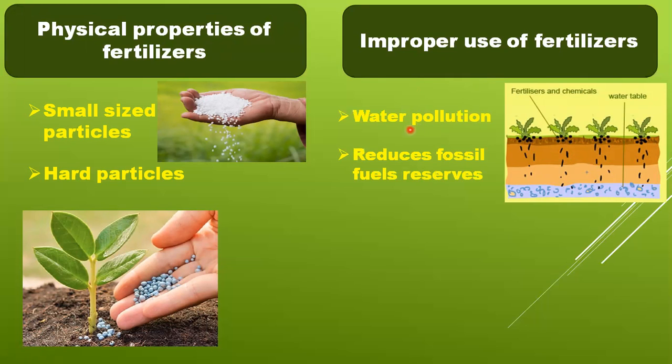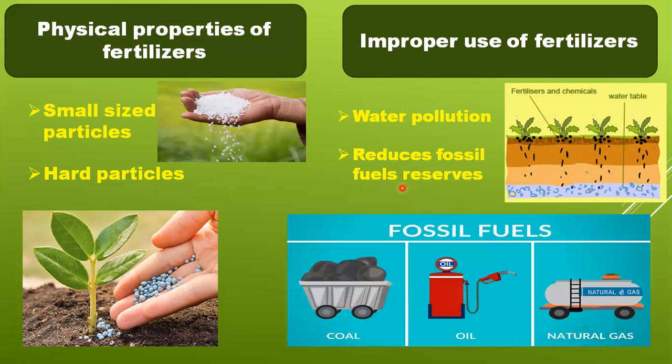Okay, now come towards the next harmful impact of the improper use of fertilizers. It basically reduces our fossil fuel reserves. How? For example, class, in factories, we use a large amount of fossil fuels to manufacture fertilizers. We use coal, oil, and natural gas to manufacture these fertilizers. That's why the improper use of fertilizers is reducing our fossil fuel reserves.